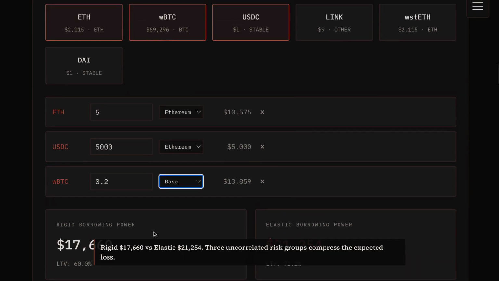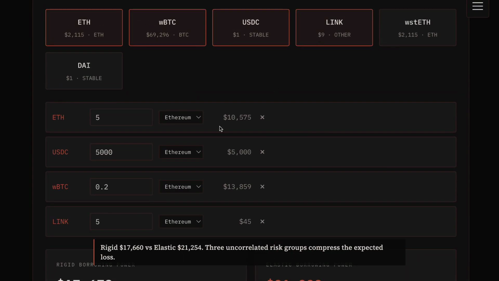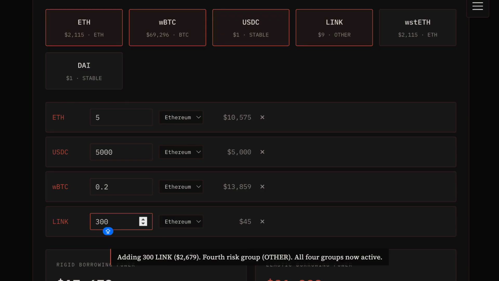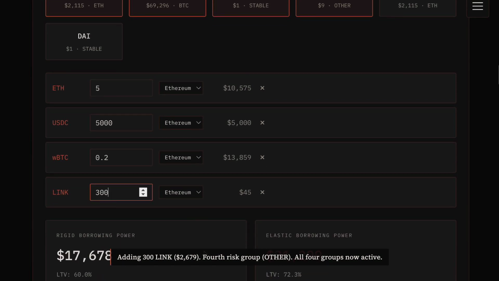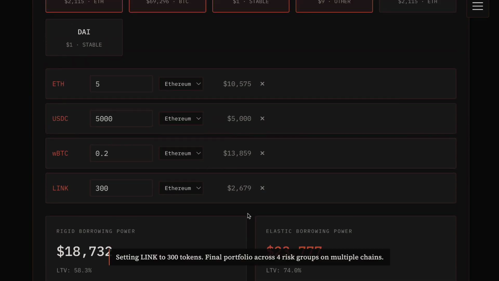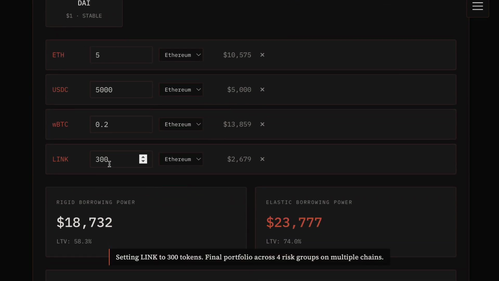And let's also add LINK. Let's say I add 300 Chainlink tokens on Ethereum. As you can see here, adding 300 Chainlink tokens makes this the fourth risk group. The elastic borrowing power is at 23,777, while the rigid borrowing power is at 18,732. This is a 27% advantage for the same collateral value.